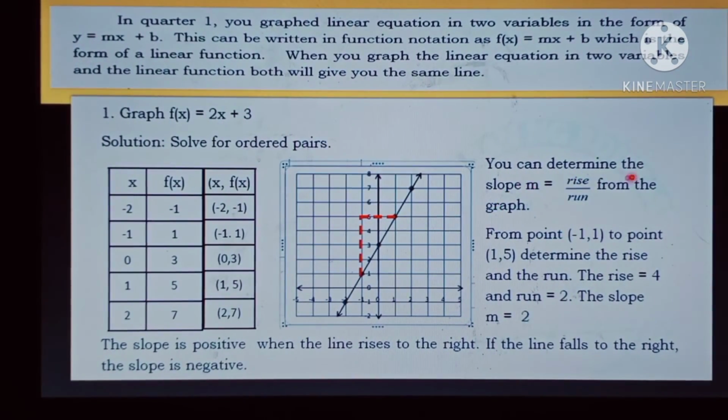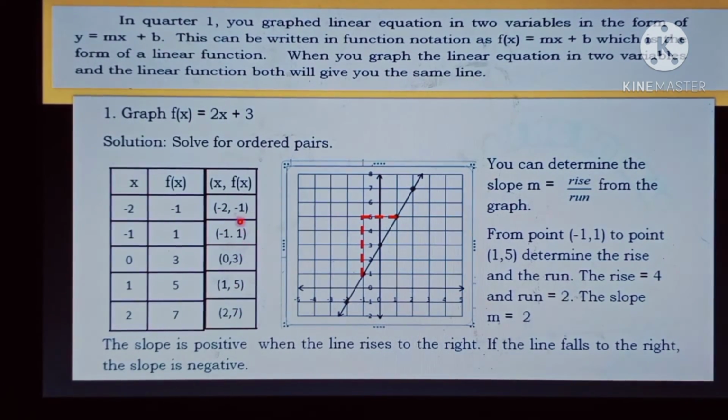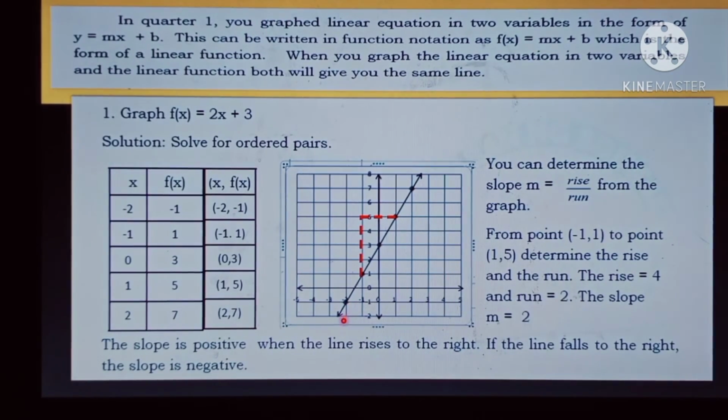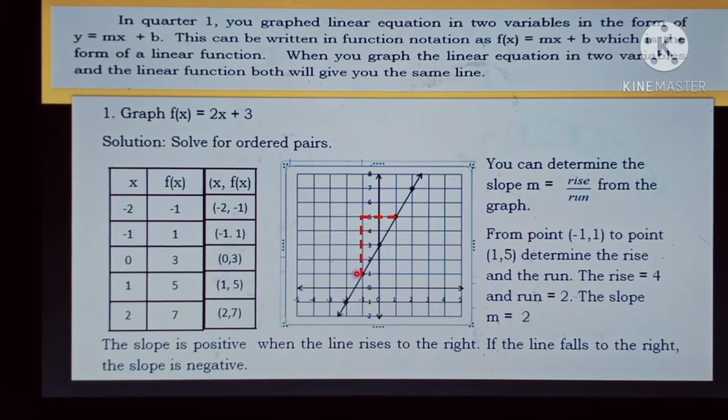Okay, so you can determine the slope. M is equal to rise over run from the graph. No? So, ngayon, ipa-plot mo na yung mga points na to. No, ito ipa-plot mo, negative 2, negative 1. So, that is here. Negative 2, negative 1. Ito yon. Then, we have negative 1, 1. So, ito yung negative 1. Ito yung positive 1.